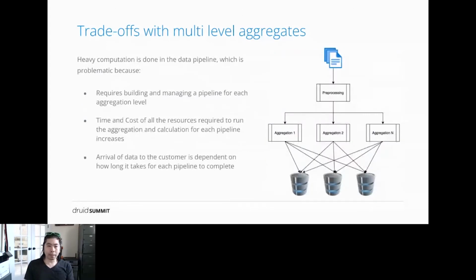So the last big trade-off that we here at Amobee encountered with multi-level aggregates is just maintenance, right? The pipelines to build them become very convoluted, right? You may have a trunk for one data set, but then within the trunk you have all these branches, right? For aggregation 1, aggregation 2, aggregation 3, aggregation 4, and so forth. So it's a lot to keep in mind, a lot to manage.